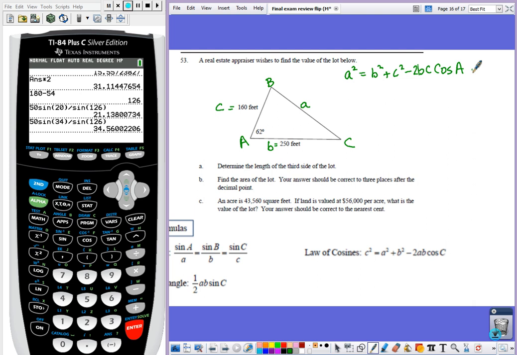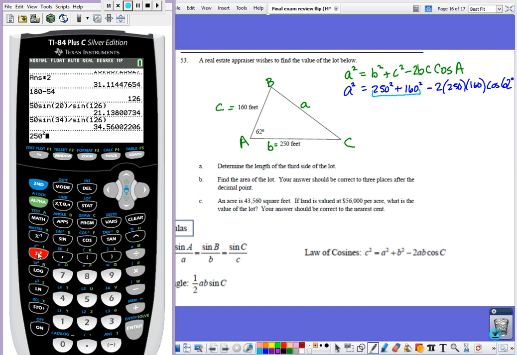All right, so we're going to plug in what we know and solve for what we don't. B squared, we're going to take B, 250, and square it. We're going to add it to 160 squared. Minus 2 times 250 times 160 times cosine of angle A, which is 62 degrees. So really, this is just a big calculator problem crunching numbers. I would encourage that you work this out. Be careful, this is a product. It's multiplied to cosine, so we can't just add this and that together. That's one thing that students are tempted to do.